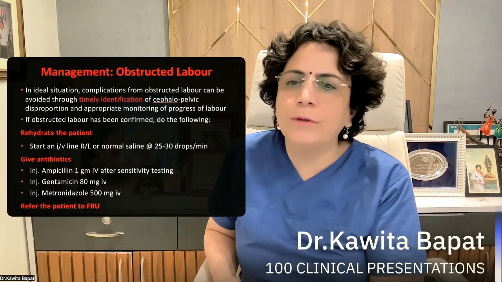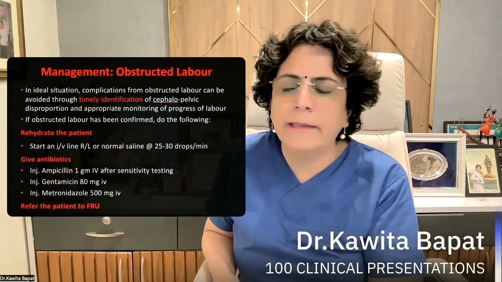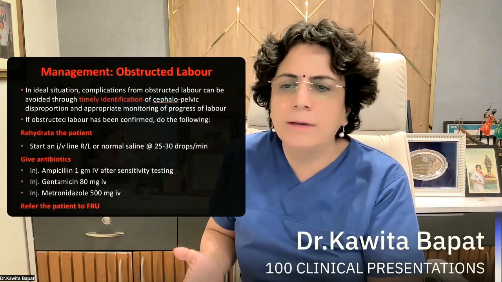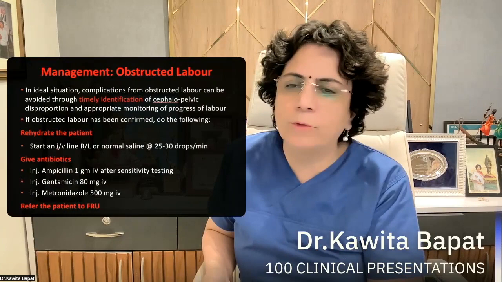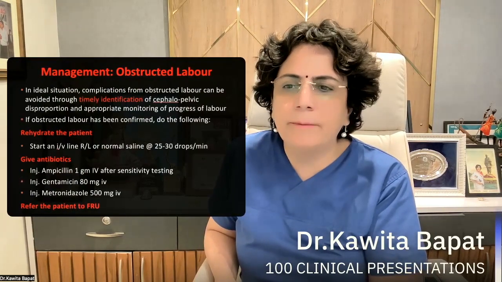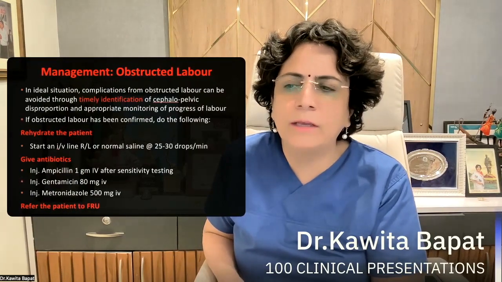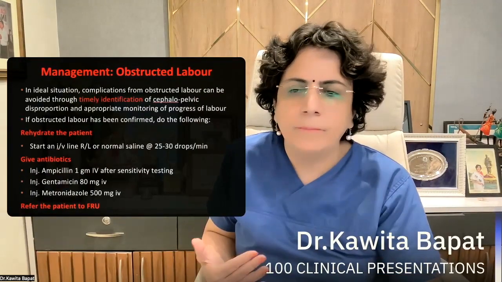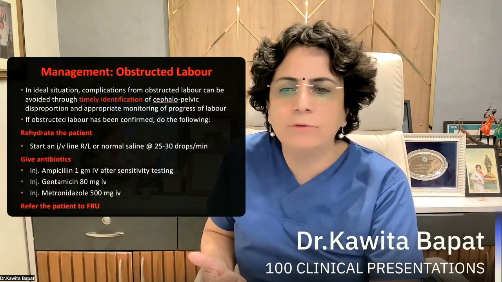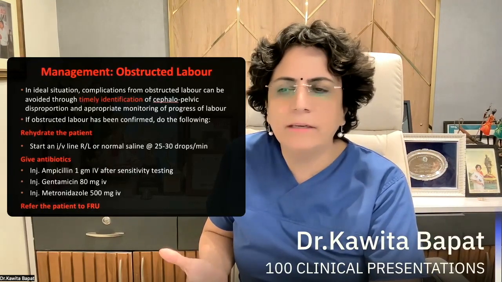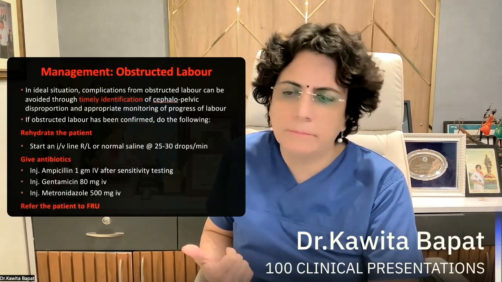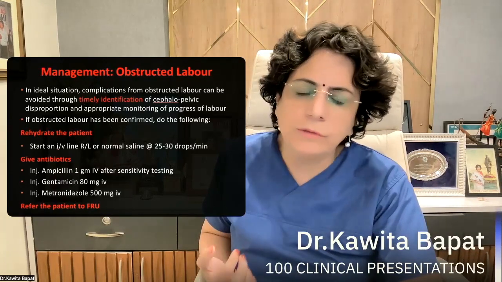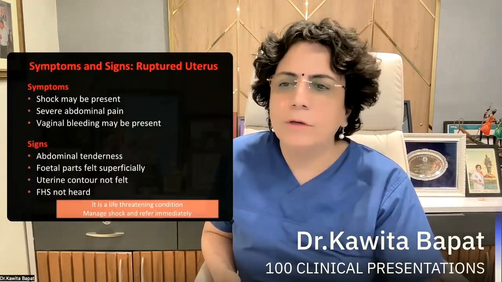In the ideal situation, complications of obstructed labor can be avoided with timely identification of cephalopelvic disproportion and appropriate management of the progress of labor. If obstructed labor has been confirmed, do the following. Rehydrate the patient, start IV lines, Ringer lactate, at the rate of 25 to 30 drops per minute. Give antibiotics, ampicillin, gentamicin, metronidazole if needed, and refer the patient to the FRU. FRU is very important because we have to refer the patient.